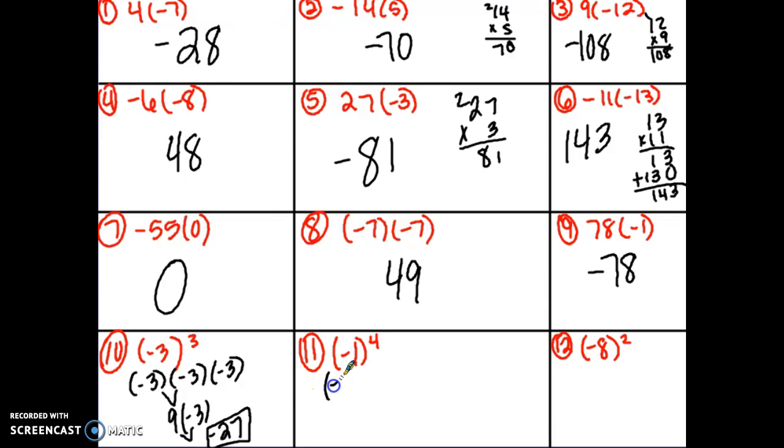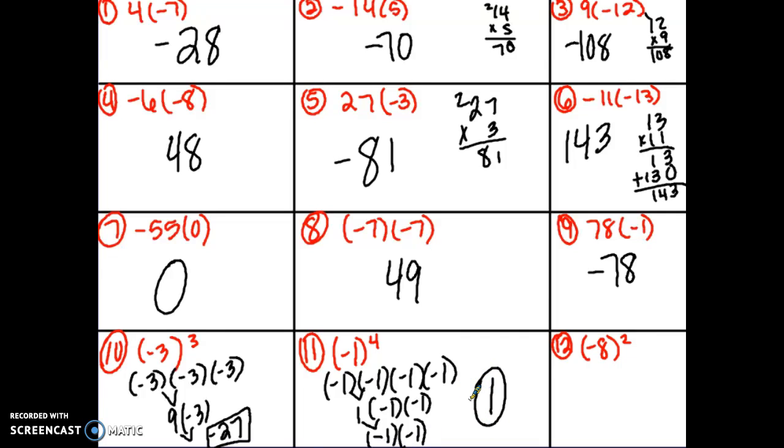Negative 1 to the fourth power. Negative 1 times negative 1 is 1. Bring everything else down. 1 times negative 1 is negative 1. Bring everything else down. And negative 1 times negative 1 is positive 1. Number 12, negative 8 times negative 8, negative 8 squared. 8 times 8 is 64, and a negative times a negative is a positive.